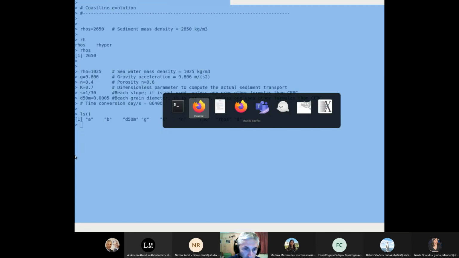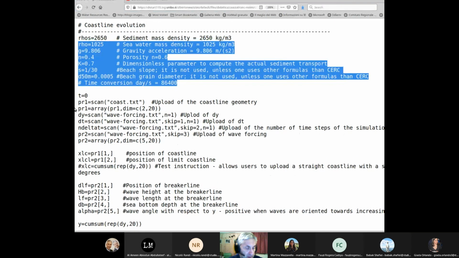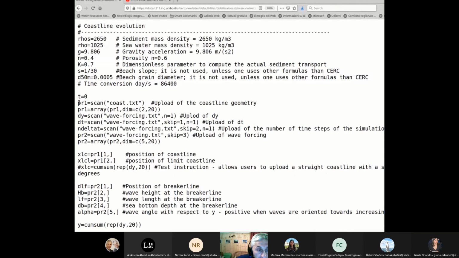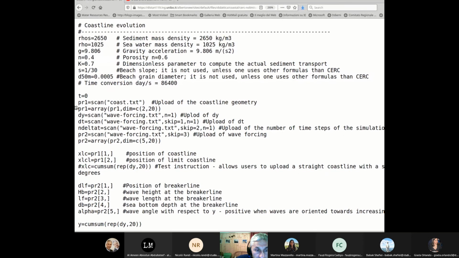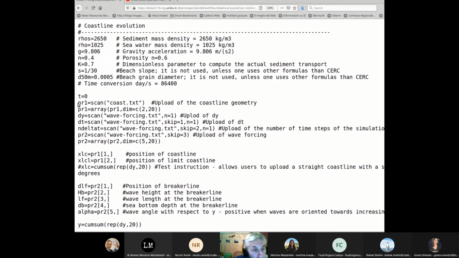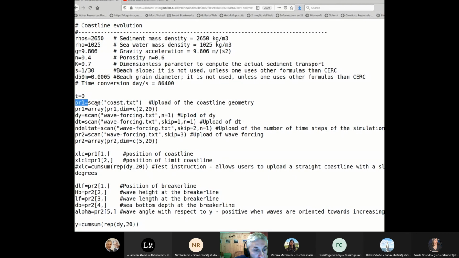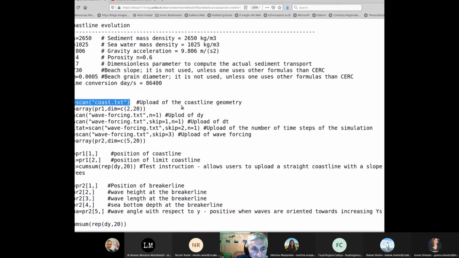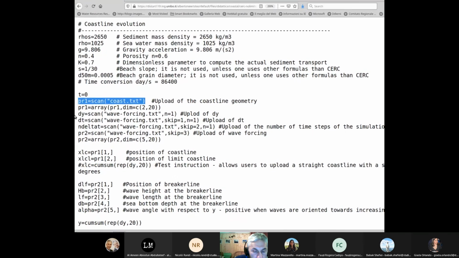Now, back to the program. What do we see next? I think we can dedicate the last 5 minutes or so to this instruction, scan. What is scan? And you see here what is the comment: upload of the coastline geometry. Scan is a function. You can recognize the function because it is followed by the round parentheses.